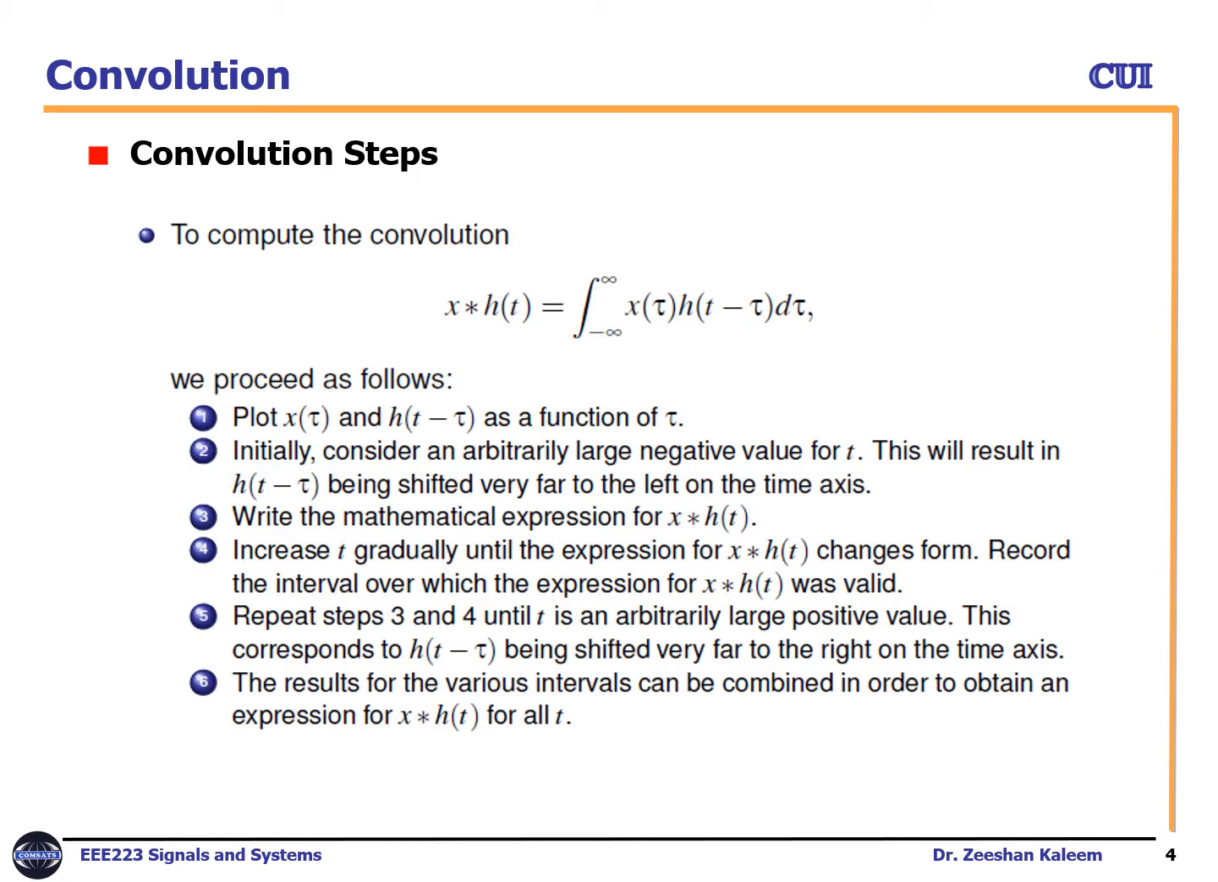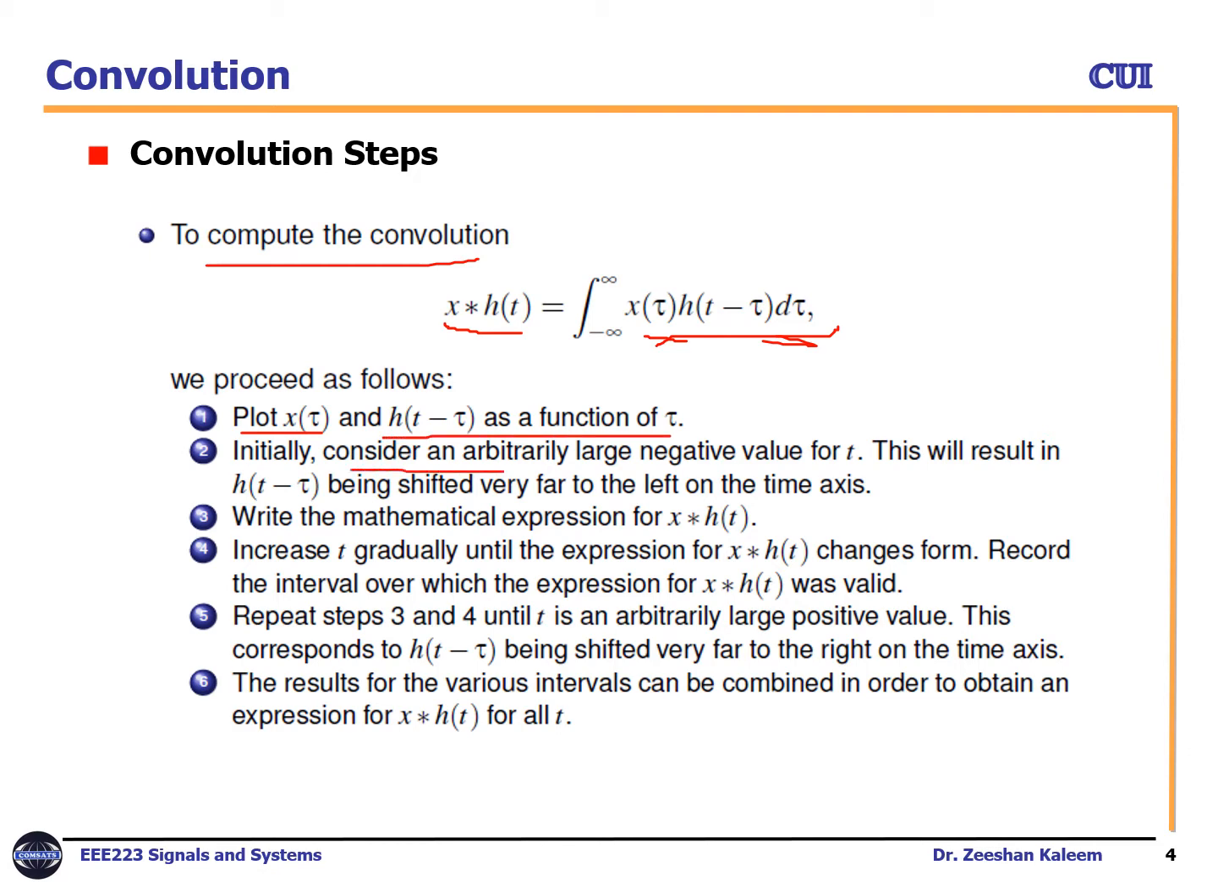So for the continuous case, it's the same. To compute the convolution x * h of t, we have to follow these steps. For example, this is the integral of x(tau) h(t minus tau) d tau. So this is a general equation to find the convolution of a continuous time signal. So we proceed as follows. First of all, we will plot x(tau) and h(t minus tau) as a function of tau.